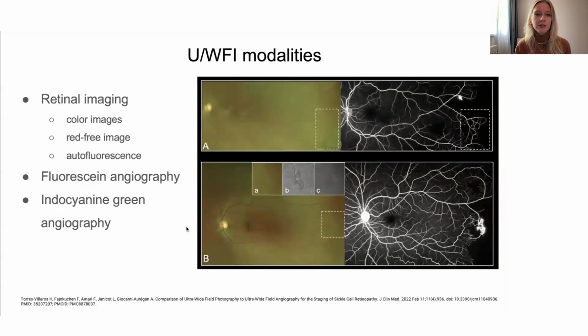in the periphery. And in terms of retinal images without using contrast, we have full color images, red-free images, as well as autofluorescence images. And there are imaging modalities where we use fluorescein or indocyanine green dye to assess retinal or choroidal vascular changes. And here on the images, you can see how much more visible the peripheral vascular lesions become if we use angiography in addition to retinal photos.